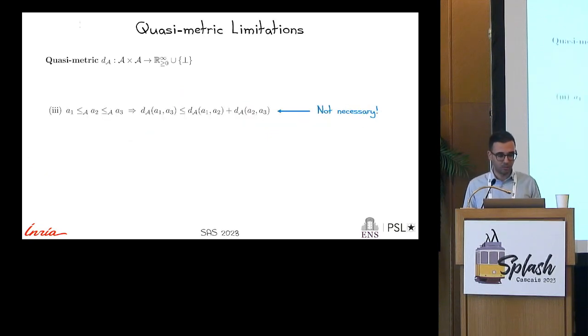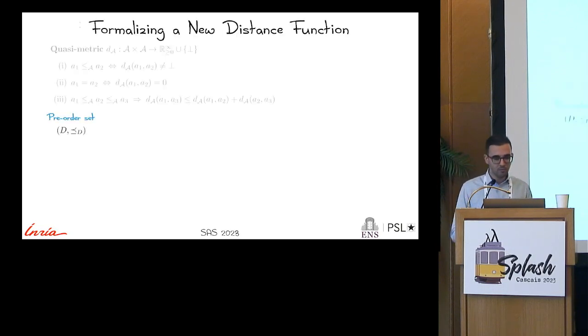And also the last axiom, which is the triangle inequality over chains, is not really necessary. So we are now formalizing a new distance function, which requires just an ordering over our set of properties, which is at least a preorder. This is the signature of our new distance function, which is a metric in the sense that it always returns a value. And this is the only requirement about the metric that we require, so only the right implication: when the two elements are equal, then the distance must be 0. But it might not be the case with the left implication.